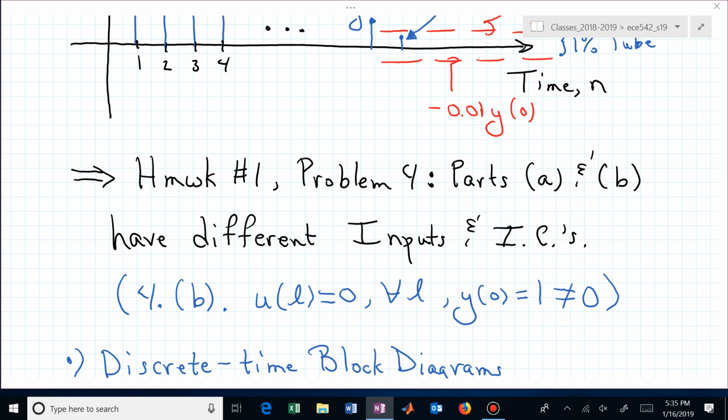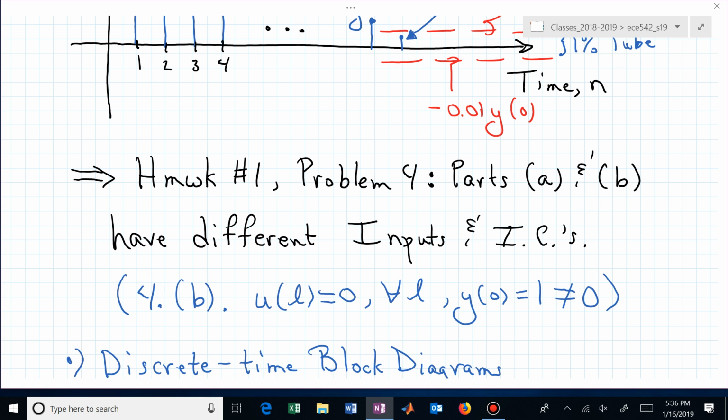Relative to settling time or response behavior, just make sure when you're working homework number 1, problem number 4, that you pay attention to the difference between parts A and B. They have different setups. They have different inputs and initial conditions.